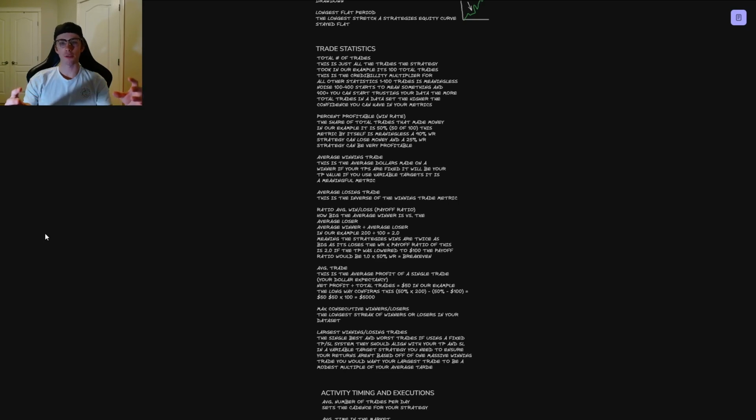So your ratio average of wins and losses, or your payoff ratio, is how big the average winner is versus the average loser. So the average winner divided by the average loser. In our example, 200 divided by 100 is 2.0, meaning the strategy wins twice as big as its losses. The win rate times the payoff ratio of this is 2.0.